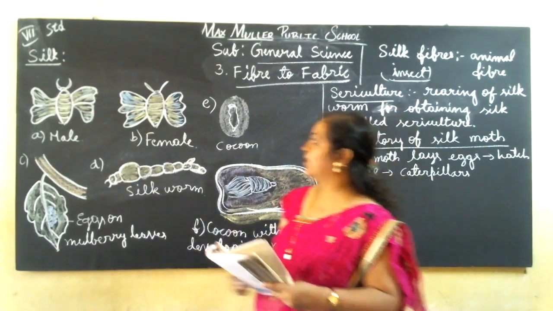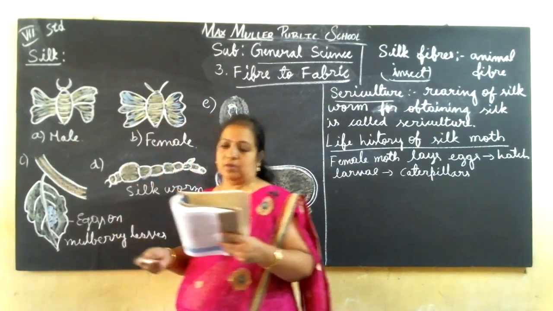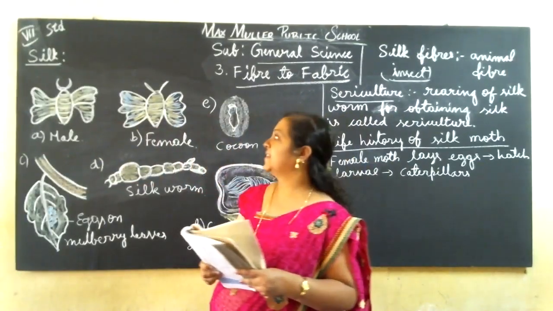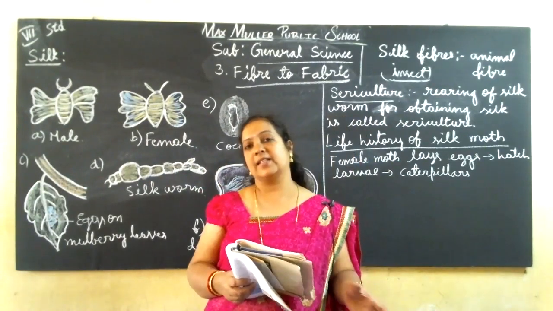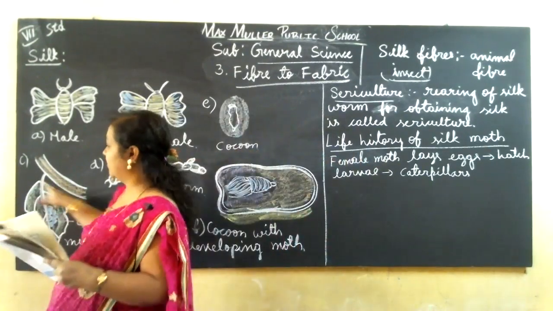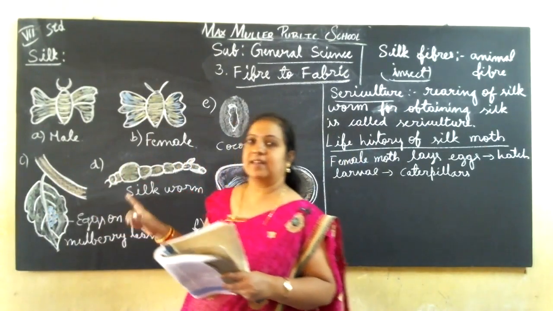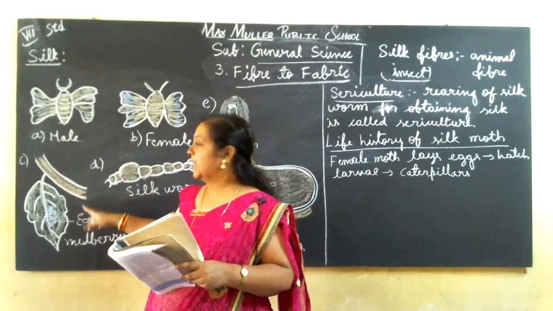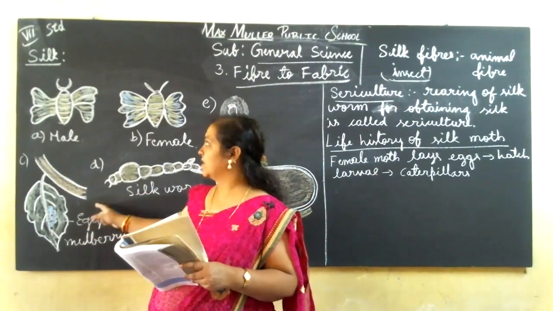So there will be a male worm and a female worm. The female worm lays a lot of eggs, hundreds of eggs at a time, and it lays them on the leafy part of a mulberry tree. Where they are laying on mulberry tree leaves. That's why it is given here.